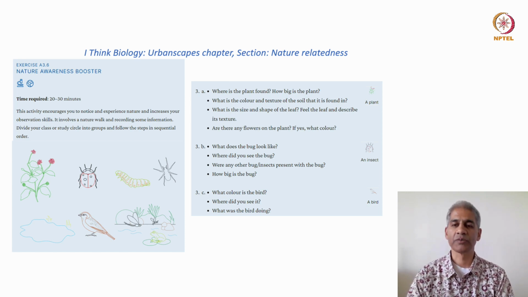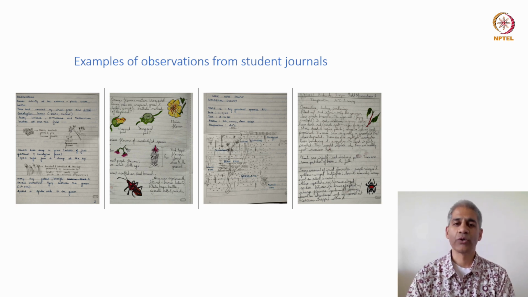So developing your powers of observation, becoming aware of your surroundings is the first step. And observing with specific questions in your mind will help you deepen your awareness. We have provided a very basic activity in the I Think Biology textbook for this purpose. Journaling or keeping notes is a very critical aspect of this activity because it helps us to slow down and notice certain things. And so I urge you to also maintain a journal when you're going out on your walk. And shown here are examples from student journals where they have recorded various aspects of the walks that they have taken.